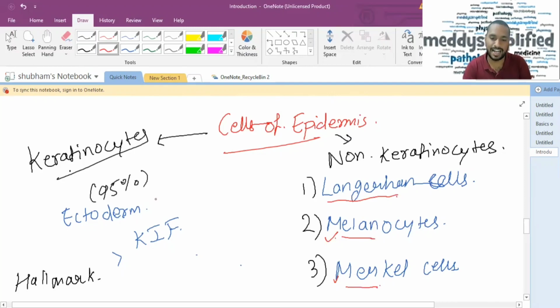If we talk about the keratinocyte, it is the predominant cell. It is more in number, that is 95%. It is ectodermal in origin, and the hallmark is KIF, that is keratin intermediate filament.